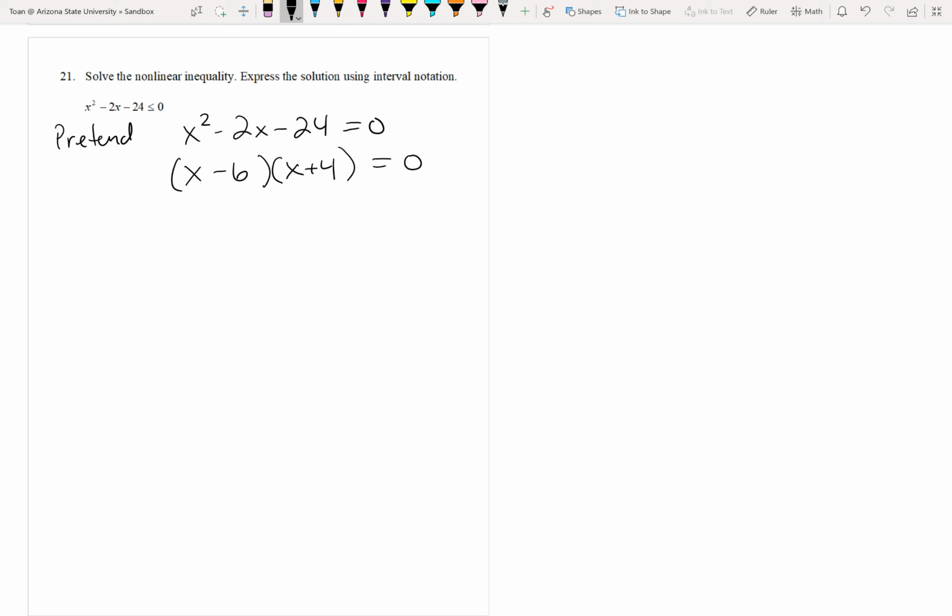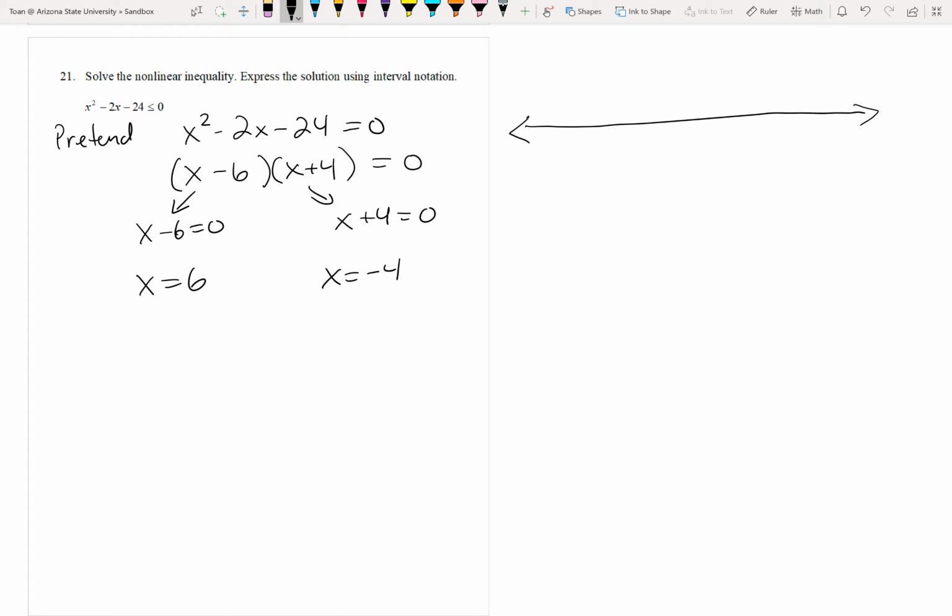x minus 6, x plus 4. So using the zero product property, we get x minus 6 equals 0, x plus 4 equals 0. So you get x equals 6 and x equals negative 4. So they're not your answers, but they're your critical values. So the idea for nonlinear inequalities is to plot your critical values on a number line. Whether or not they're open or closed will depend on the original inequality. See how the original inequality is or equal to, it has that line underneath it. So you go ahead and close it up.